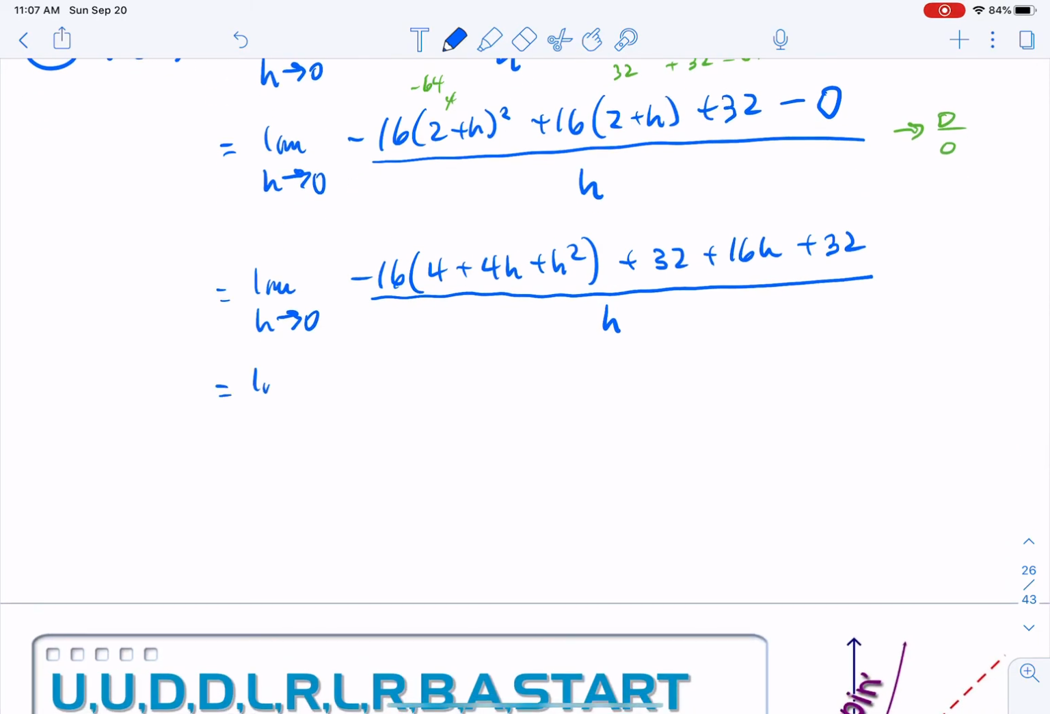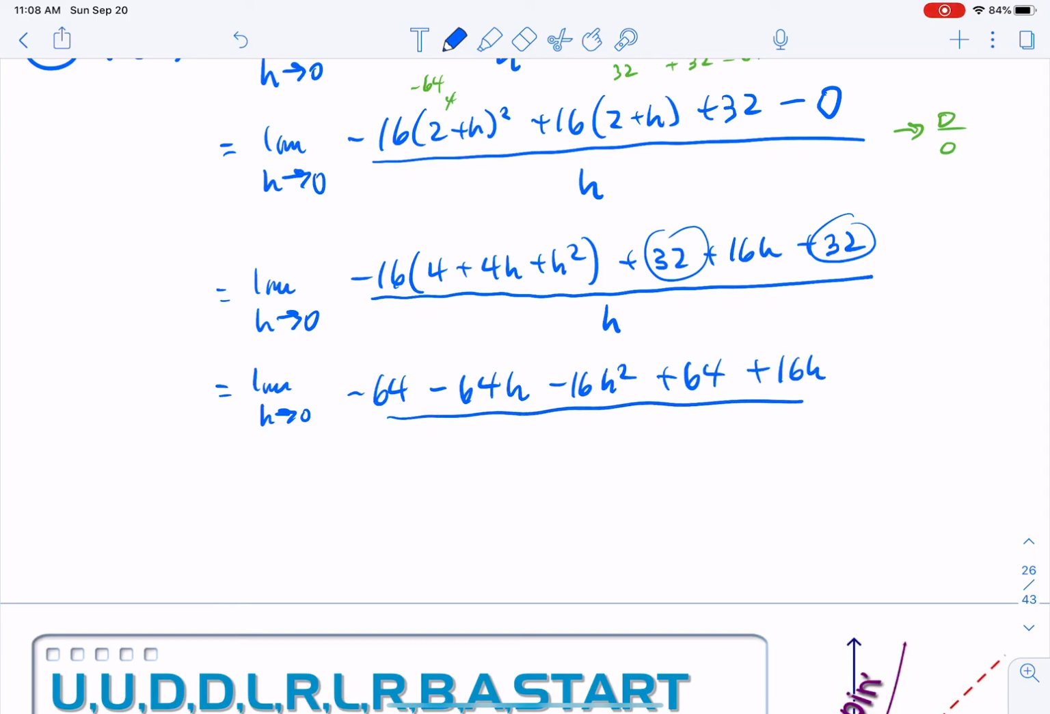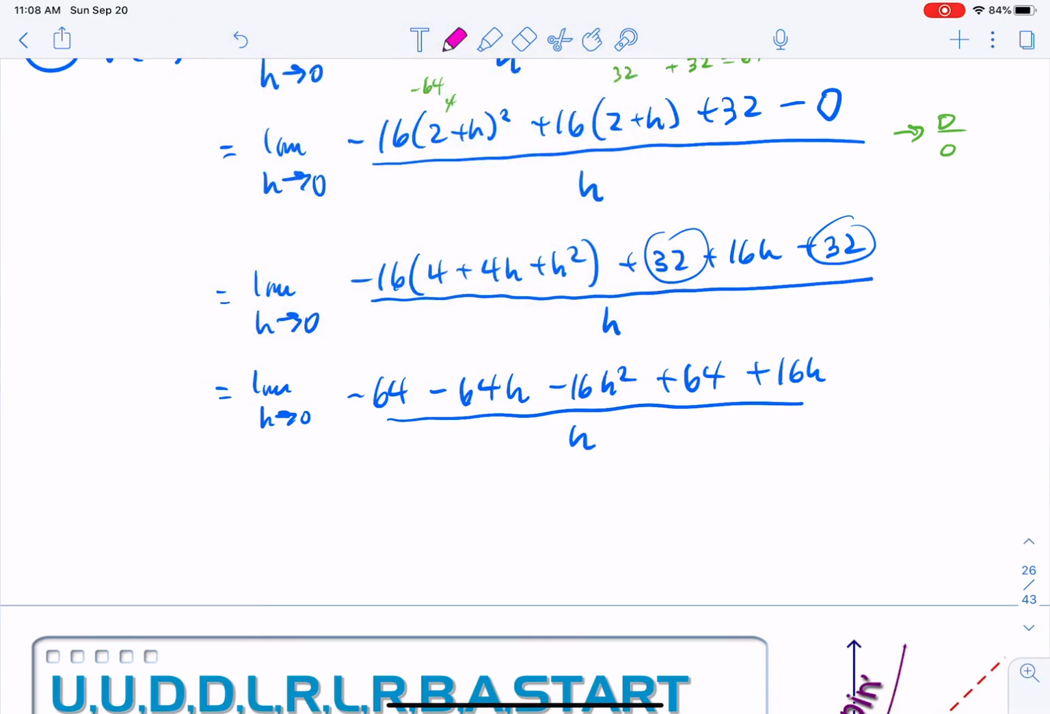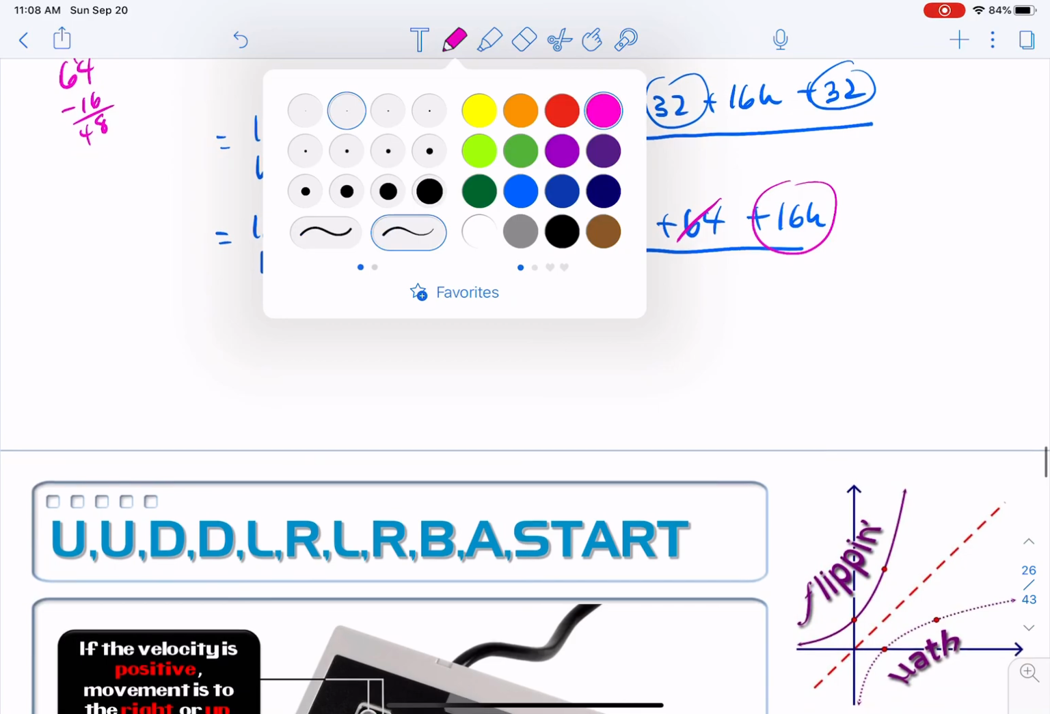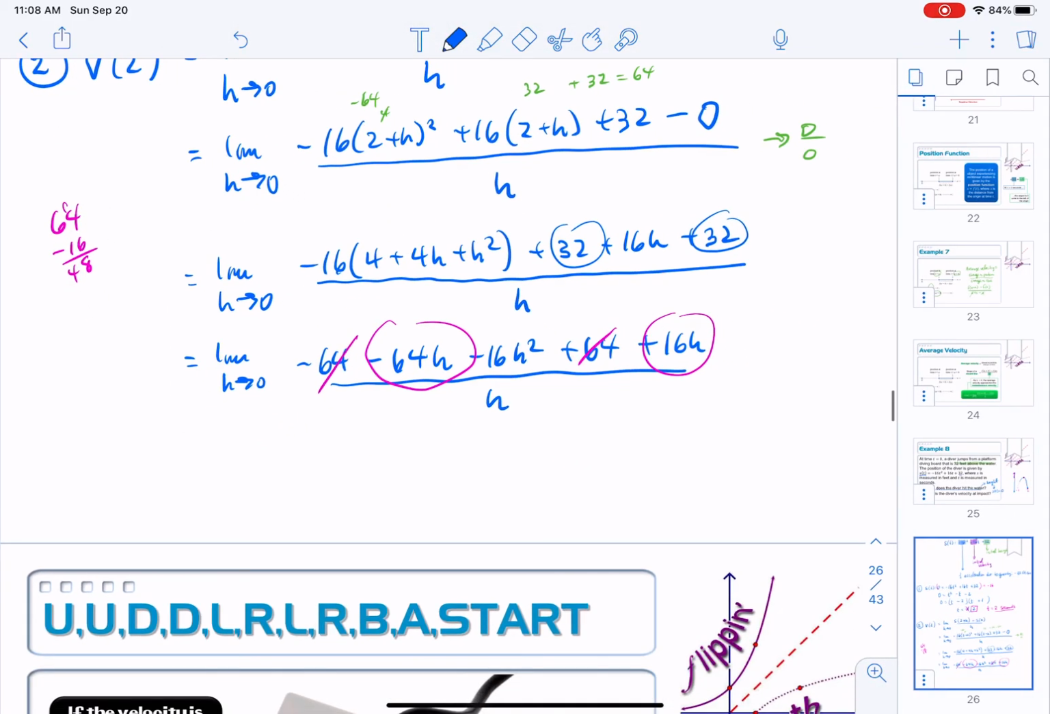Combine some like terms. Limit as h goes to 0. Negative 64, negative 64h minus 16h squared. And then I can combine these up. I got 64 there plus 16h. Hey, look, something already cancels. These things cancel. These are going to combine up. That's going to make, let's see, I've got 64, I'm subtracting 16 from it. 48. I do believe negative 48.